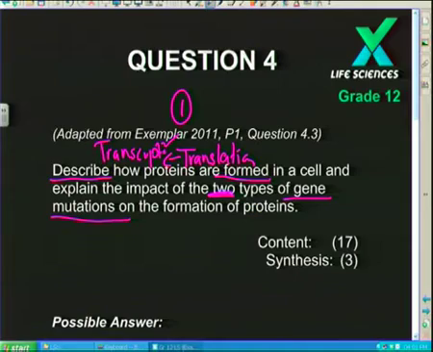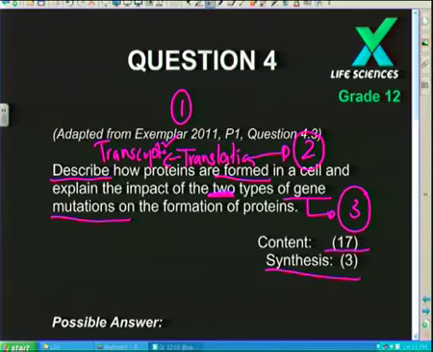So if we have a look at what they are looking for, they want transcription, which is going to be one paragraph. They want you to explain translation, which is going to be your second paragraph. And then they want you to give examples of two gene mutations. That is going to be your third paragraph. You will notice they are looking for 17 points on content, and then the synthesis is for 3 marks. So if your essay is very well written, if it looks like you know your work, they'll give you 3 marks.